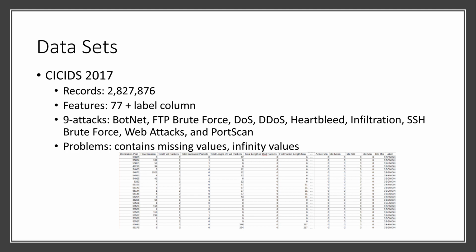We decided to work with the CIC IDS 2017 because it contains the most up-to-date common attacks, which can resemble real-world data. And the 9 attacks that are included in the dataset are botnet, FTP brute force, DoS, DDoS, Heartbleed, infiltration, SSH brute force, web attacks, and port scan. Some of the problems we encountered with the CIC IDS 2017 dataset was that it contains missing values and infinity values. And we also included a sample of some of the features that will be trained and tested.